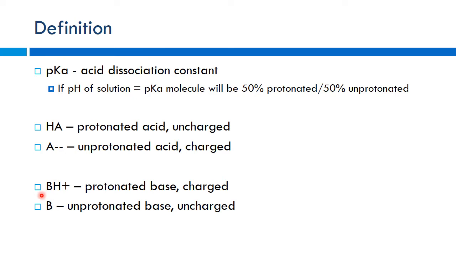On the other hand, when we're looking at weak bases, you're going to find that when weak bases have an extra proton on them, they're going to be in a charged state. So a protonated base is going to be charged and have a harder time crossing lipid bilayers. On the other hand, when you have just the base by itself, unprotonated, that's when it's going to be in the uncharged state. So notice the flip side here.